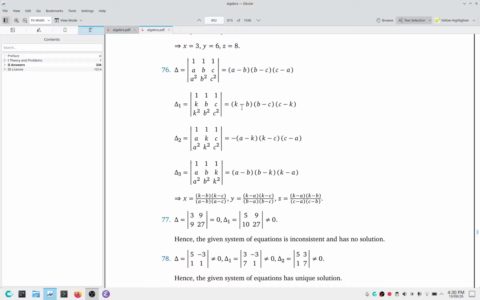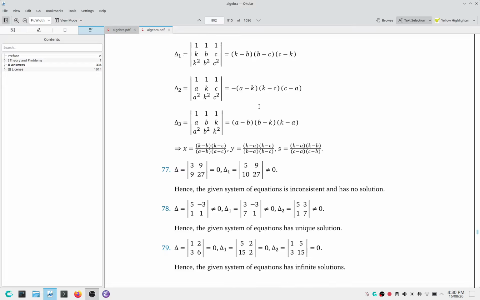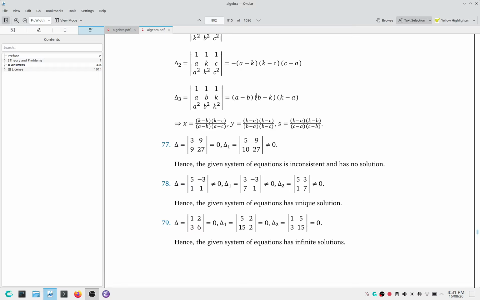So, delta 1 is equal to k minus b, b minus c, c minus k. And similarly, for coefficients of y, upon replacement, they become 1, k square. So, delta 2 is k minus k, k minus c, c minus a. And similarly, we compute delta 3.